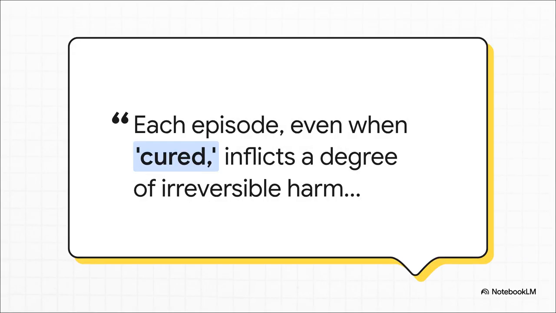And this really forces us to reframe how we even think about this disease. Peritonitis isn't just a series of separate, recoverable illnesses. As one source so powerfully concludes, each episode, even when cured, inflicts a degree of irreversible harm, increasing the stepwise probability of permanent membrane damage, technique failure, and ultimately mortality. That single thought elevates the mission of prevention from just avoiding an infection to preserving the very viability of a life-sustaining therapy.